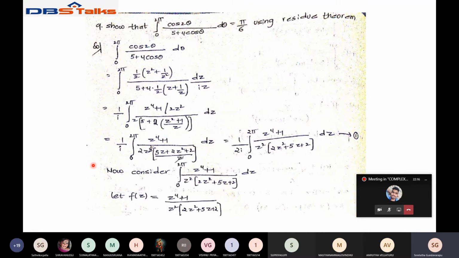Next one is: show that the integral from 0 to 2π of cos 2θ / (5 + 4 cos θ) dθ equals π/6 using the residue theorem. So the solution is to find the integral from 0 to 2π of cos 2θ / (5 + 4 cos θ) dθ. In this function we write cos 2θ as 1/2 (z² + 1/z²), dθ as dz/(iz), and cos θ as 1/2 (z + 1/z).